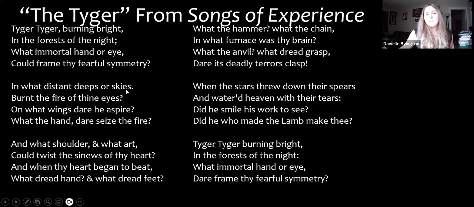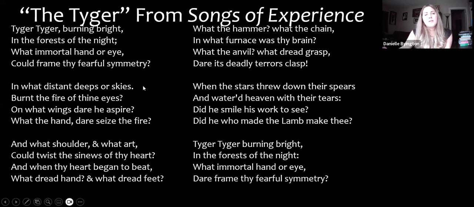"In what distant deeps or skies burnt the fire of thine eyes? On what wings dare he aspire? What the hand dare seize the fire?" The whole poem, unlike the lamb, spends a lot more time asking what made the tiger. So how did the same God that made this small, sweet, gentle lamb also create this vicious tiger? And it gets more specific.